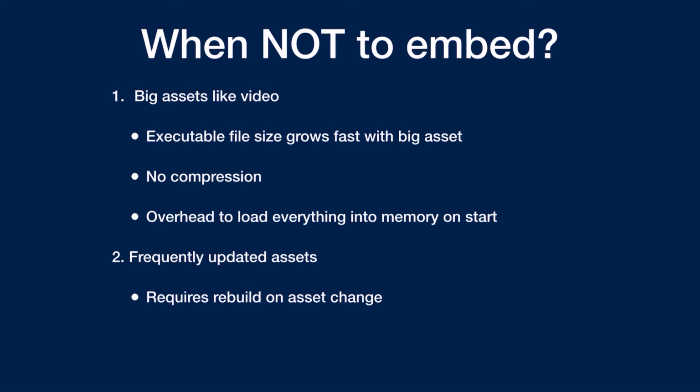And there are cases when you should not use embed because there's no compression when you embed those files. So the executable file size grows pretty fast with big assets like videos, and there is also overhead to load everything into memory from the executable file when you start it. The other case you should not use it is when you update assets pretty frequently. You don't want to rebuild the Go application every time you update it.